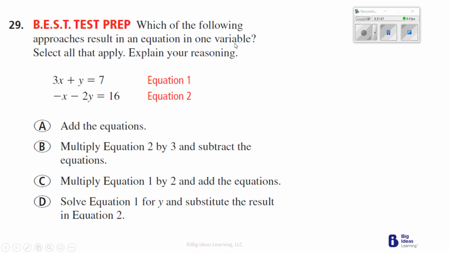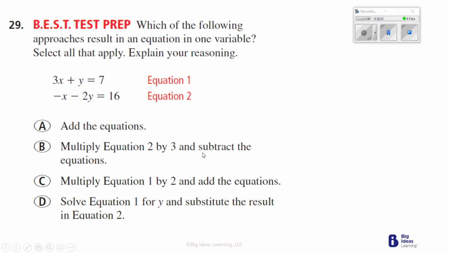29, I think this is the last one. Which of the following approaches results in an equation of one variable? Select all that apply, explain your reasoning. All right, add the equations. If I add these equations, will I get one variable? I don't think so, because this is going to give me a 2x. This one's going to give me a -2y, right? So adding these really won't work here.